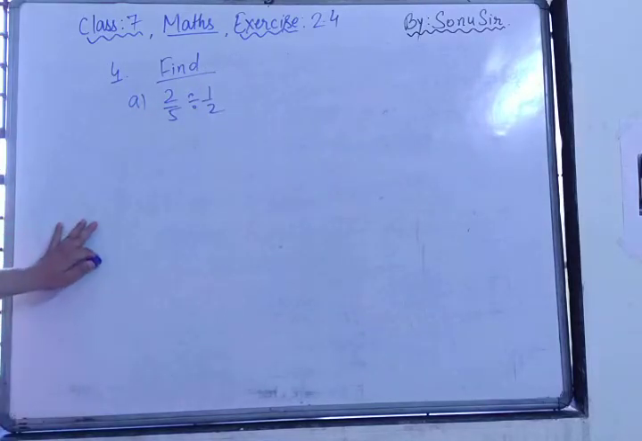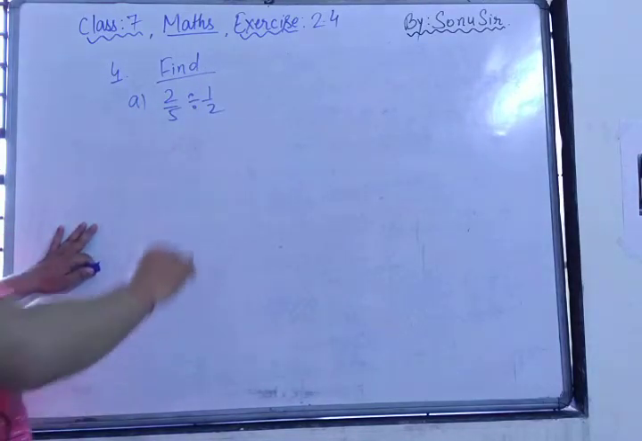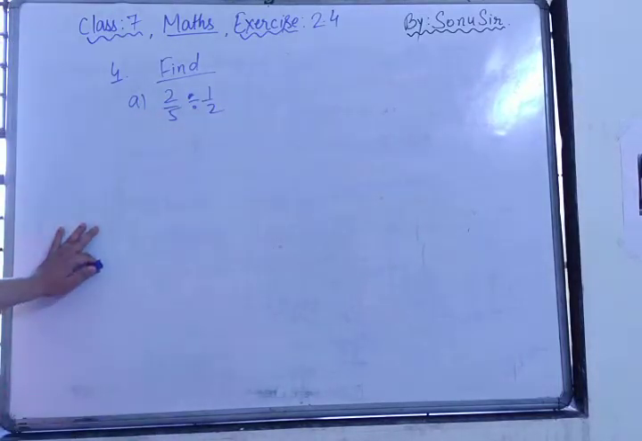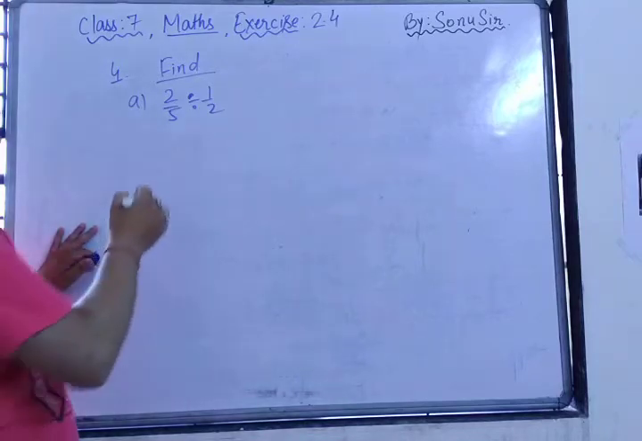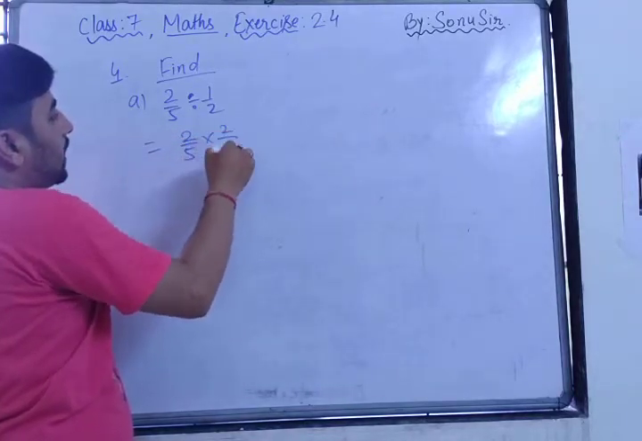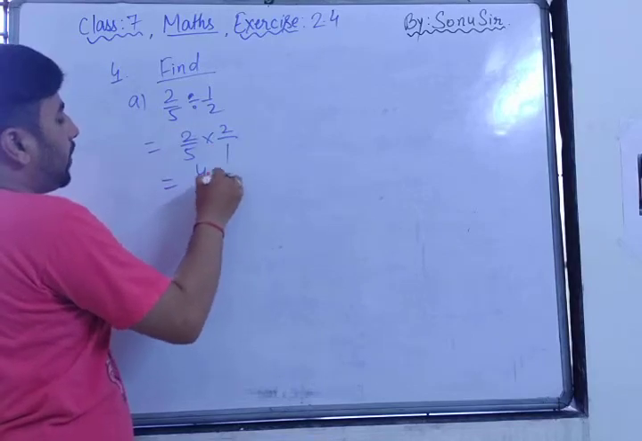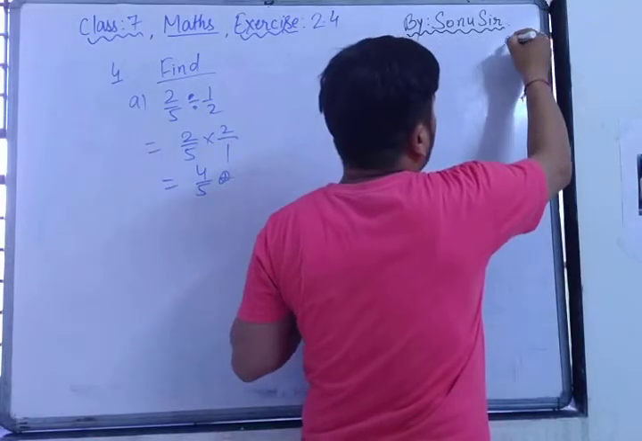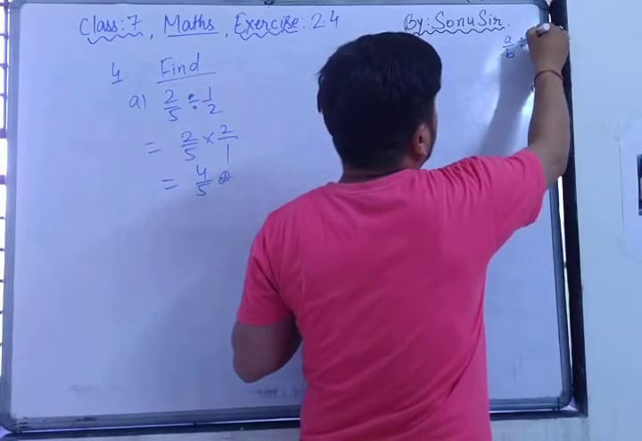In the previous question, only a numerator was there on the right side, but here numerator and denominator both are there. So no need to worry. So what is the formula? 2 by 5 into 2 by 1. Right? So 2 twos are 4 upon 5. Got it? Remember this formula only. Okay? A by B divided by C by D.